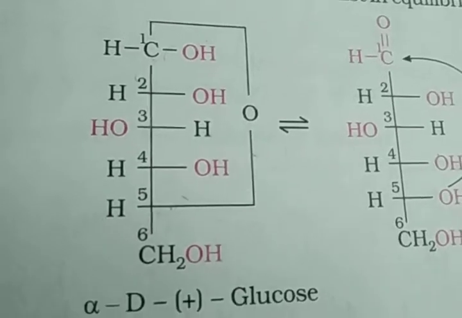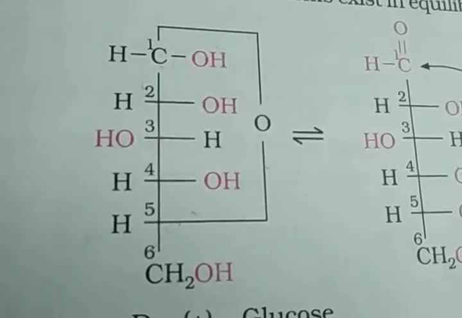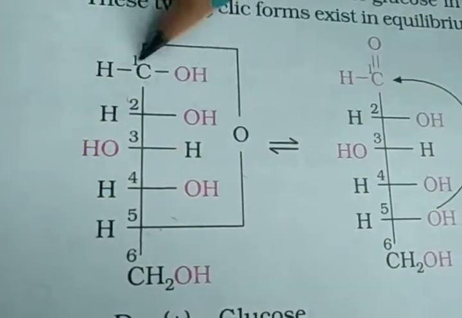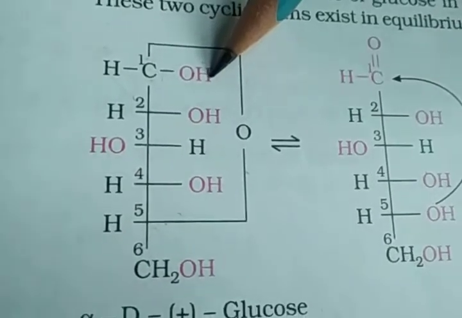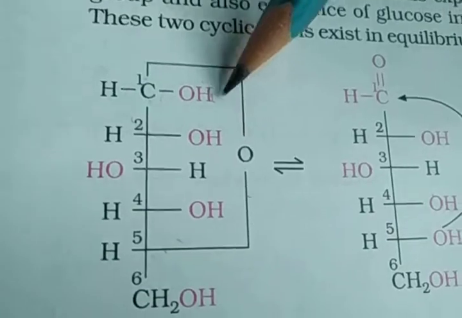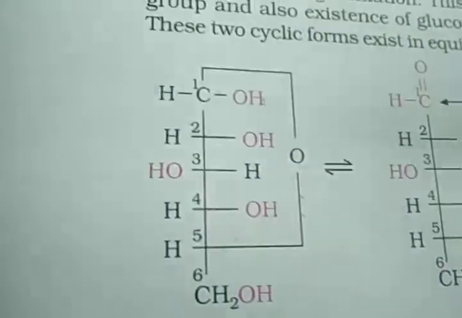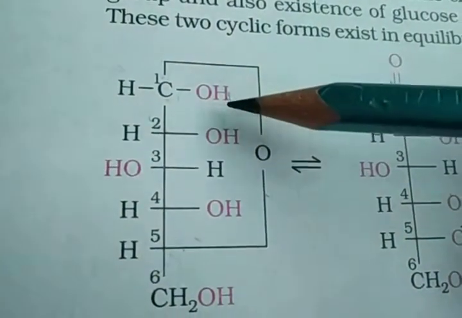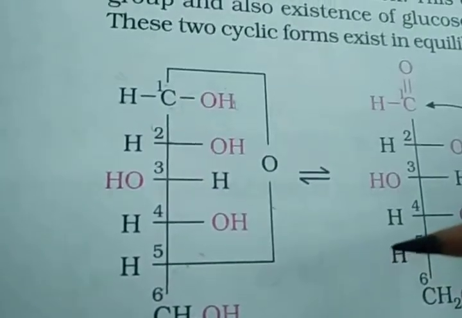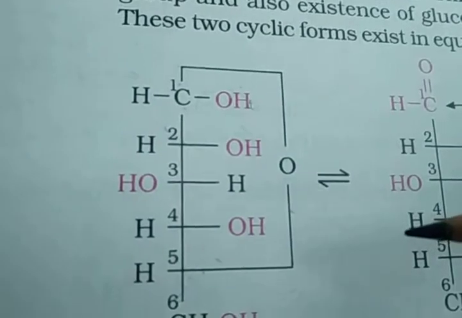The first is, despite having the aldehyde group, glucose does not give Schiff's test, because here the CHO aldehyde group converts into CHOH. Clear? So glucose does not give Schiff's test and does not form the hydrogen sulfite addition product with sodium bisulfite.